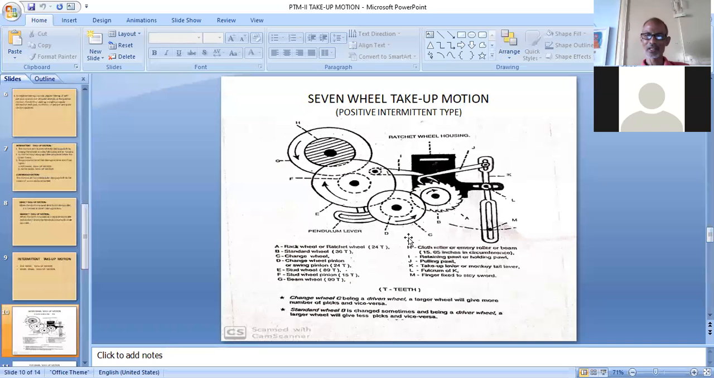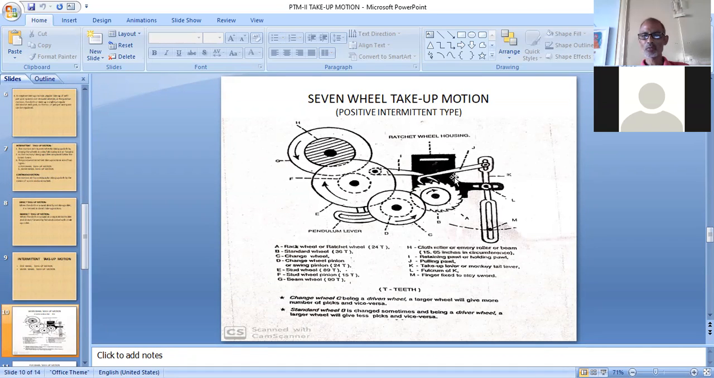So motion is transmitted through these gears to finally this beam wheel, and with the help of this beam wheel, the motion is transmitted to tack-up roller or cloth roller, which is indicated by these shaded lines, mounted on the same shaft. So in this way, you can see there are 7 gears in the chain, and that's why it is named as 7-wheel tack-up motion. And this is positive type of intermittent tack-up motion. It comes in the category of intermittent tack-up motion. Whenever we are using pawl and ratchet, it means it is working intermittently.